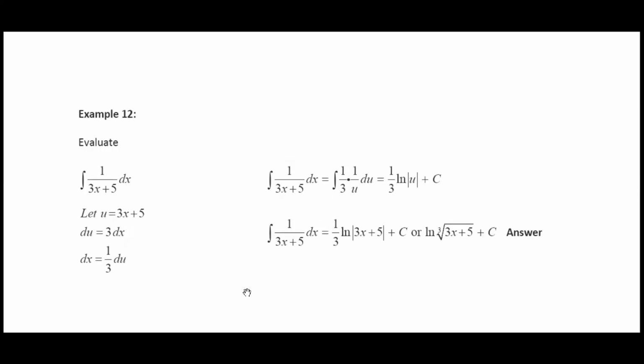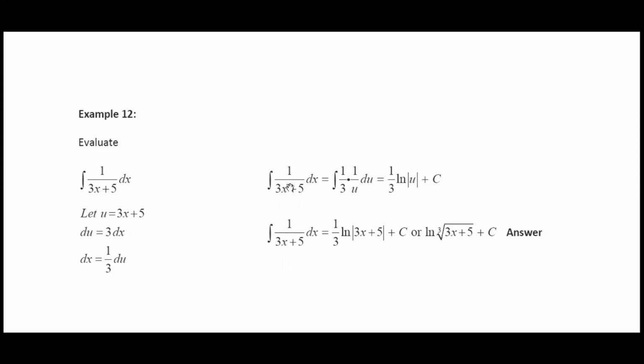Example 12, we're trying to show you everything possible. What could you let u equal? Let's let u be 3x plus 5. What good is that going to do? Well, if I let u equal this, that means I've got 1 over u. Excuse me, what's left over is dx. So let's take the derivative. du is 3 dx, so dx is 1/3 du.